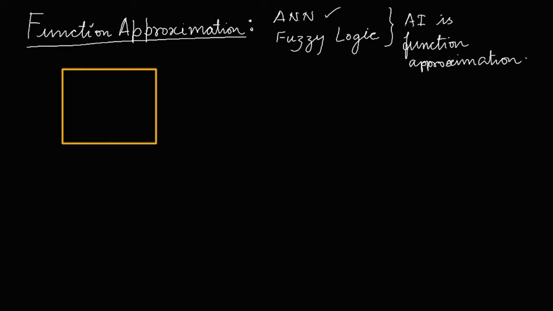So how does an ANN do function approximation? We know that an ANN can be treated as a black box which takes some inputs and tries to match them with some output. We train the neural network in such a way that for a given x1 it gives the desired y1, for a given x2 it gives y2, and for a given x3 it gives y3, and we can get an approximation. So the question is how fuzzy logic does function approximation.